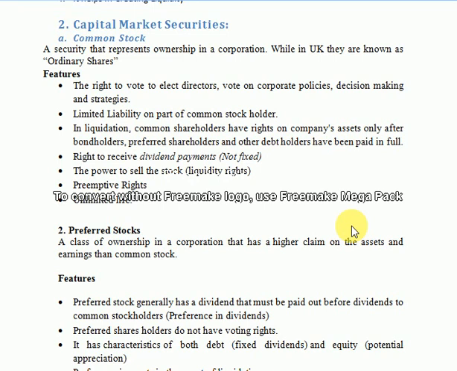Next characteristic of the common stock is the right to receive the dividend payments, not fixed, fluctuating. Capability of receiving periodic dividends. So the dividend is the most important part of the common stock. The image, or capability of attracting investors, depends on the dividend declaration capability. As a common stockholder, you have the right or the capability of receiving the periodic dividends.